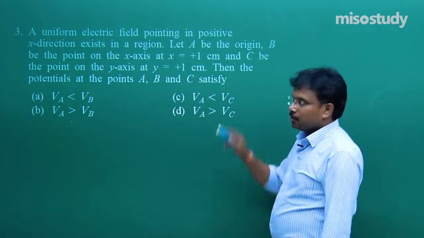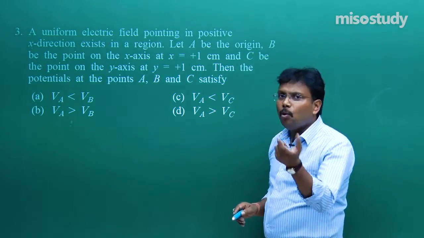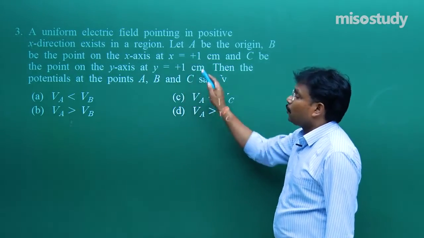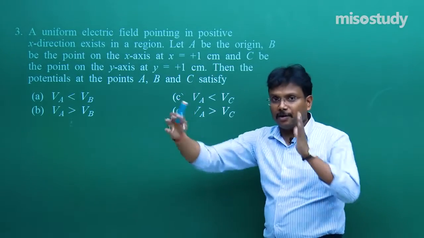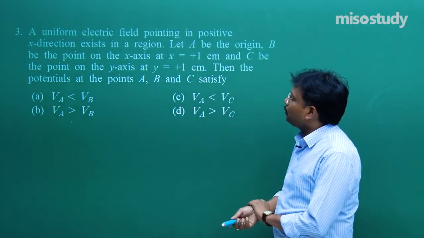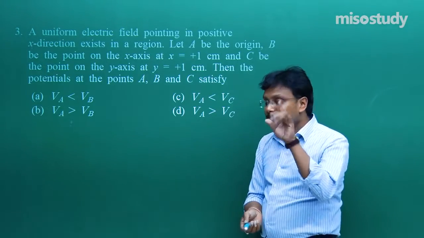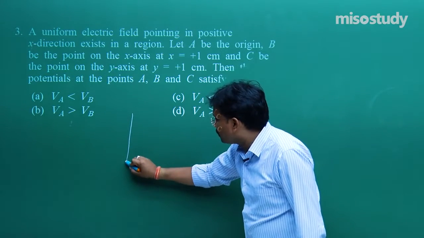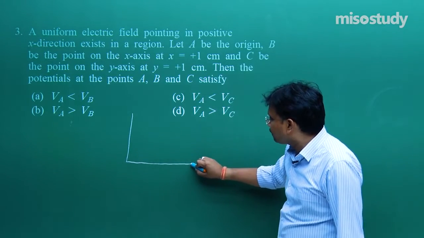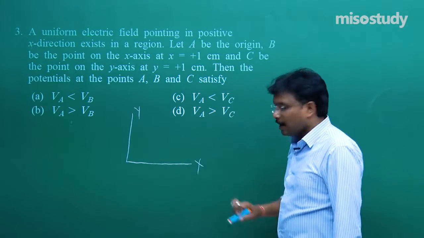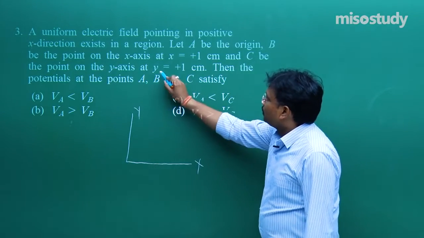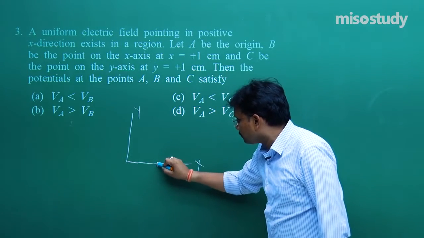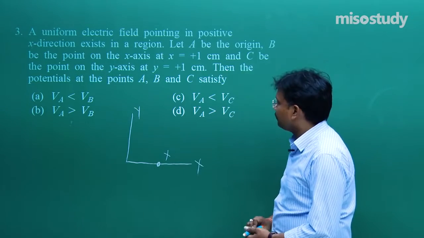Let A be the origin. The name of the origin, rather than O, is A. B is the point on the x-axis at x equal to plus 1. Meaning on the right-hand side you are moving, and C is the point on the y axis, that is y positive. So at least this space will help me draw this diagram in this fashion, y, x, and luckily this value is plus 1, plus 1. So plus 1 means, let's say for example, this is x. Fine.